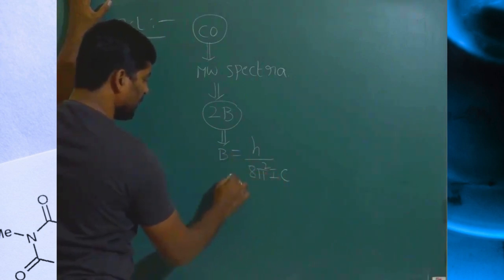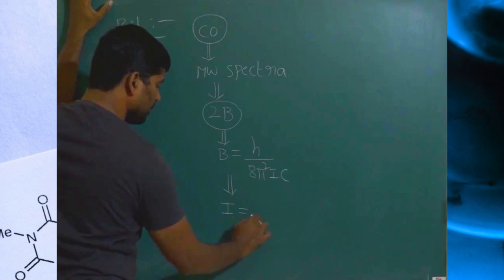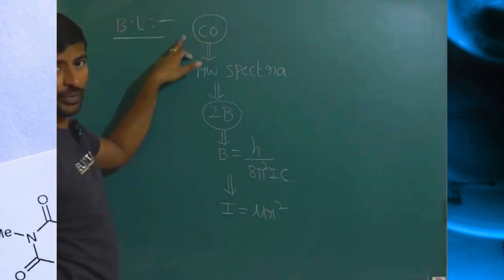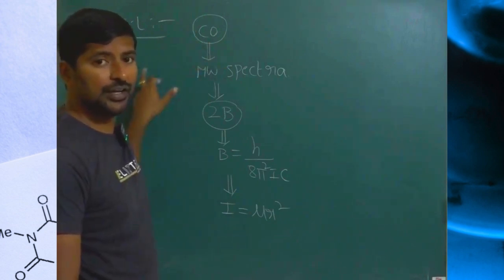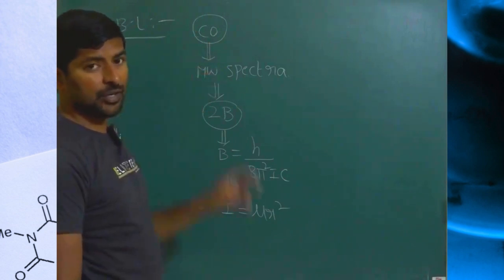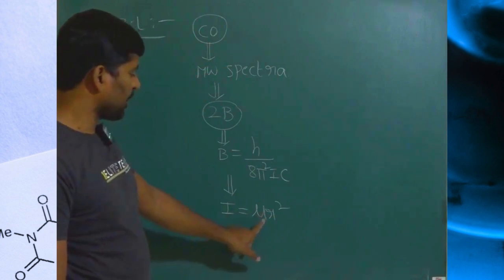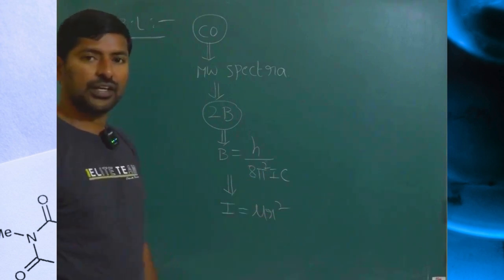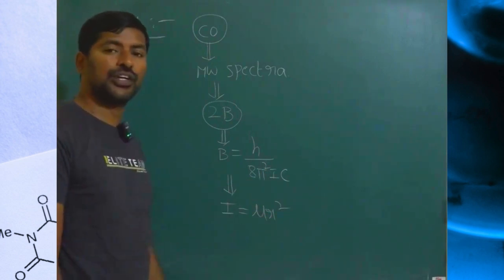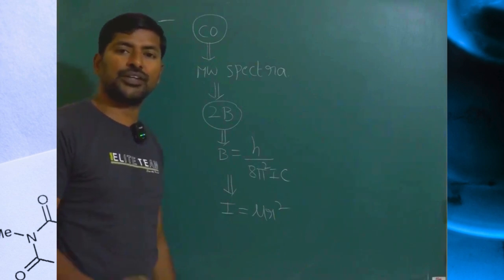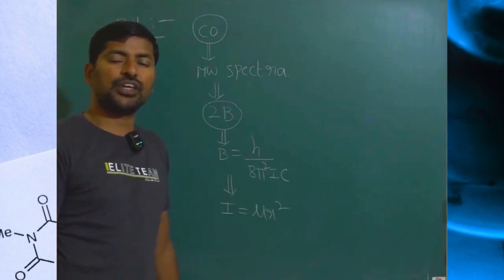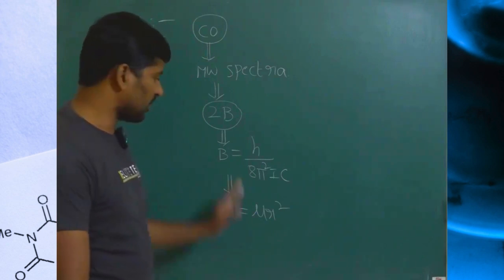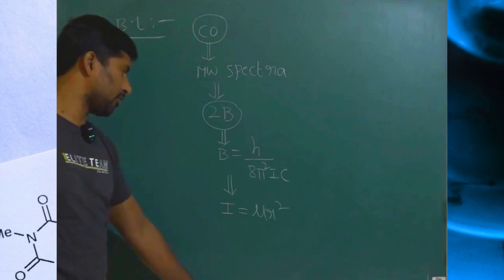So from this B, we can get I. I is equal to what we have? mu R square. So mu is known to us: m1 m2 by m1 plus m2, 12 into 16 by 12 plus 16, in atomic mass units we have to substitute. Okay, mu is known to us, I we can get by using this equation. So bond length we can calculate. So this is the procedure we follow to determine bond length. So one of the applications of rotational spectroscopy is that we can calculate bond lengths for diatomic molecules only. Here we are discussing diatomic molecules only.